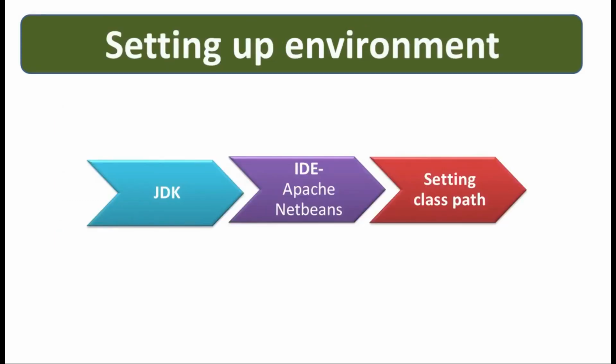Setting up software environment. So easy. We are going to use 2 softwares. One is JDK and the other is Apache NetBeans. That's all. Only 2. JDK is the Java software. Once after installing Java software, there should be some place we have to write our programs, right? So there are 2 places. One is a simple text editor, but we should not prefer a simple text editor. We have to prefer an IDE. That IDE is Apache NetBeans.